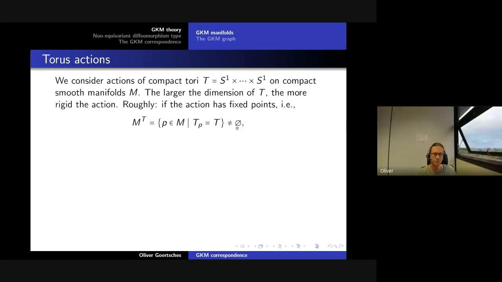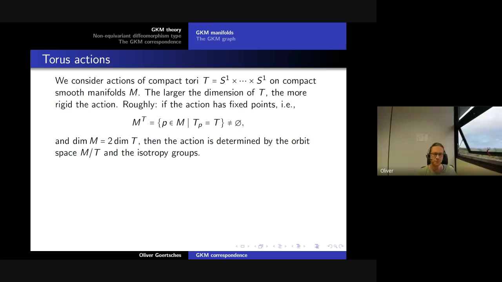And if this is non-empty, so if the action has fixed points, and the dimension of the torus is very large, meaning it is half the dimension of the manifold, then the action is completely determined, roughly, by the orbit space of the action and the occurring isotropy groups. This is a rather rough statement. I will make it a little bit more precise later. So if my torus is very large, half the dimension of the manifold, then it is very rigid.